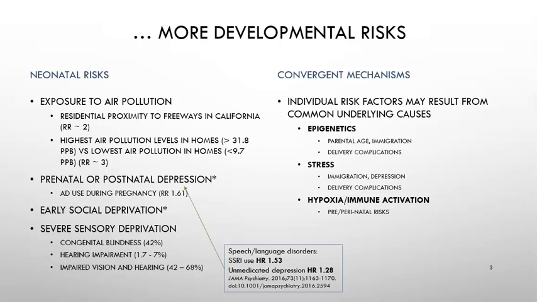On convergent mechanisms, we do see that there are individual risk factors that may result from common underlying causes. So epigenetics, parental age, immigration, delivery complications, and then some sort of stress. So again, immigration and depression would put stress on the parents, which puts stress on the fetus, and then delivery complications. And then hypoxia or immune activation, pre or perinatal, also increase these risks.